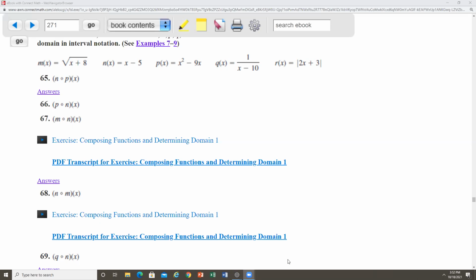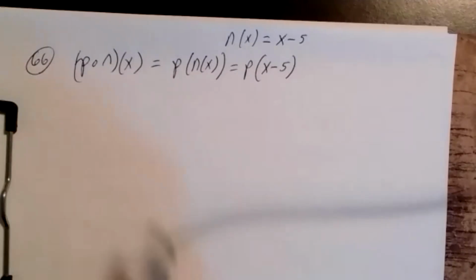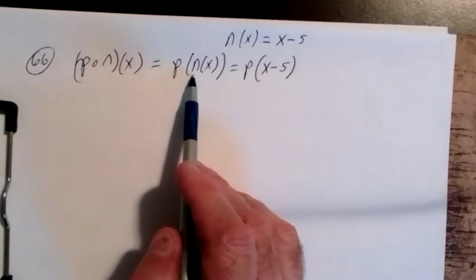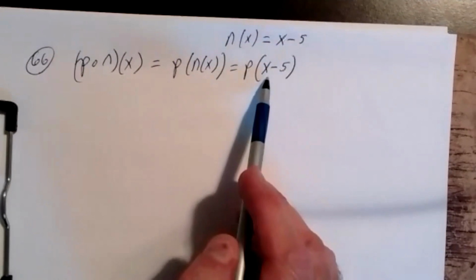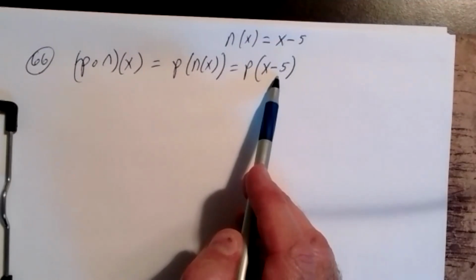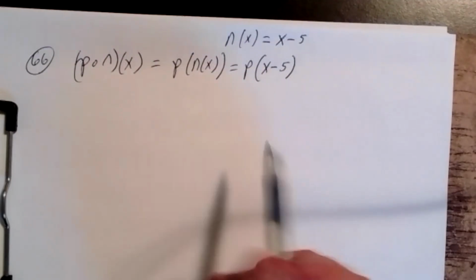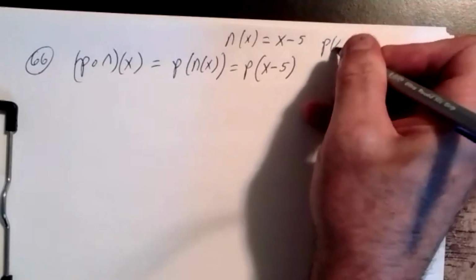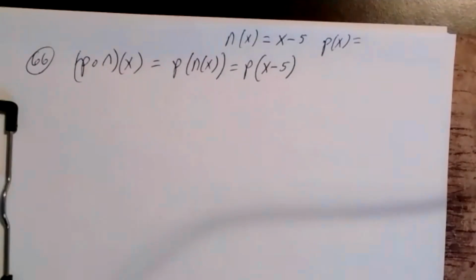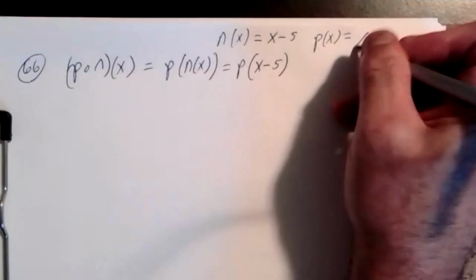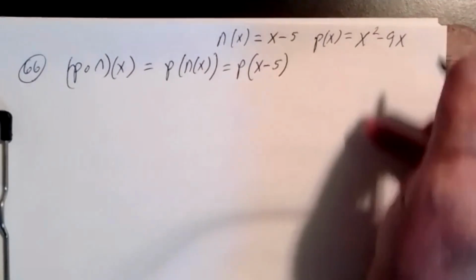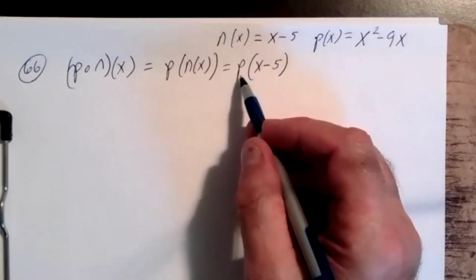So we're going to find this new function called P composed with N of X, which is P of N of X. Put X in the function N, out comes N of X, which is x minus 5. X minus 5 now becomes the input in the function P. But how was function P of X defined? P of X is x squared minus 9x. So P of X is x squared minus 9x, this quadratic function. And we're putting x minus 5 into function P.